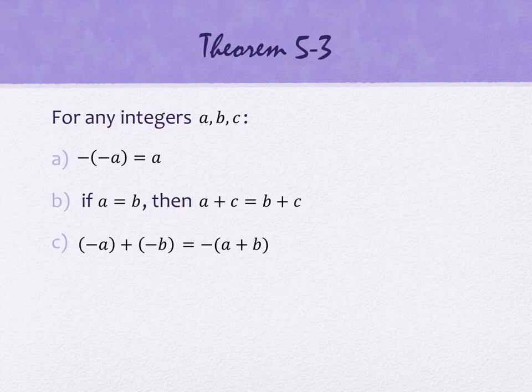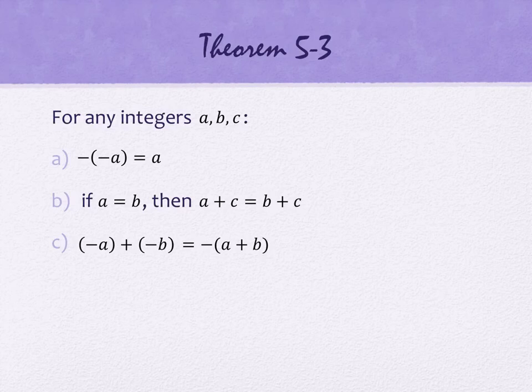All right, the second one says if a and b are equal to each other, then we can add a value c on both sides. Okay? We had this property before. It was called the additive property of equality. But we've got it for integers as well. The last one is unique. That one's different. It says that if I have negative a plus negative b, this is equal to the negative of a plus b.